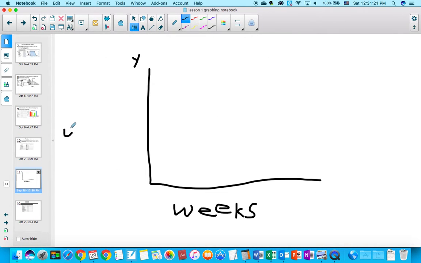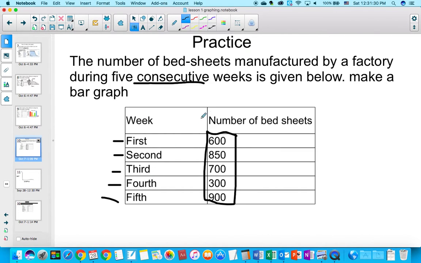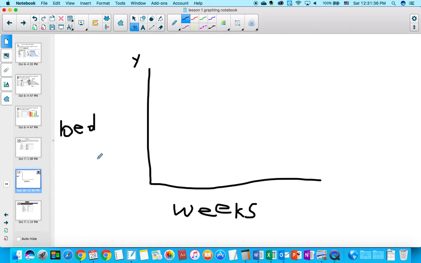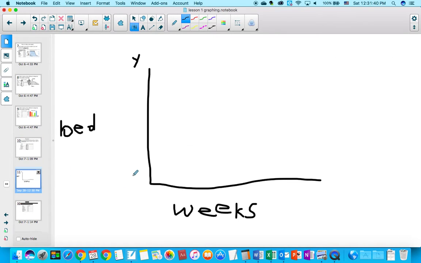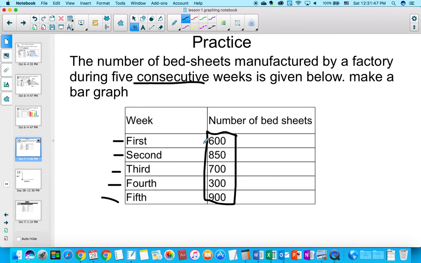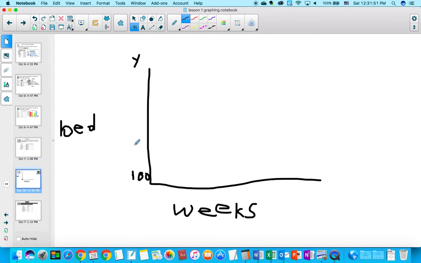So we'll just call them bed sheets. We'll just put bed sheets here, save time, so you don't have to hear the clicking. And so here we have 600, 850, 700, 300, 900. Well, I'm going to go up by hundreds, right? So I'm going to have 100, even though there is no value here that is 100. I start at 100 because I'm just going up by hundreds.